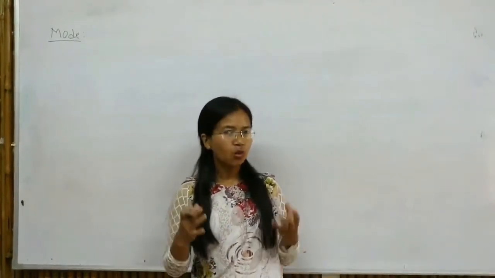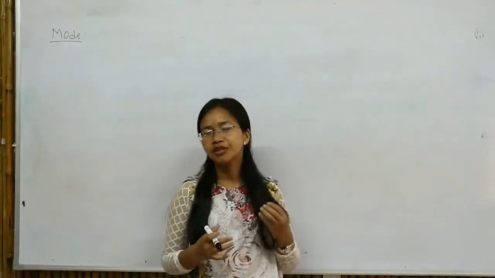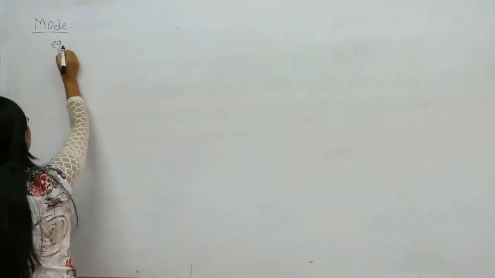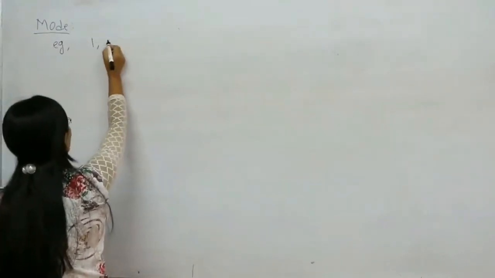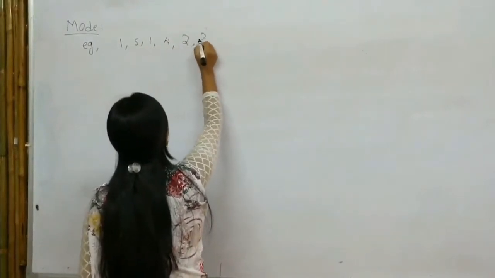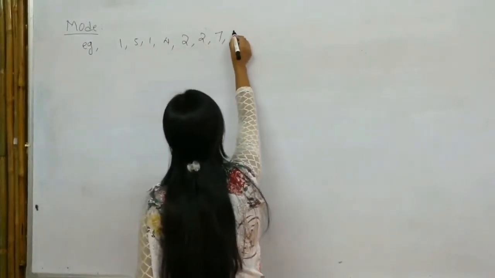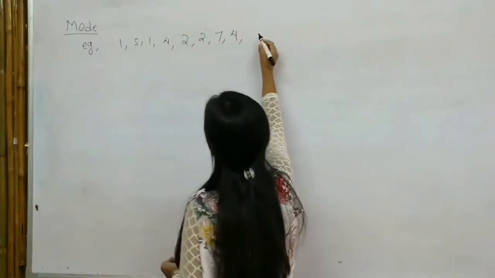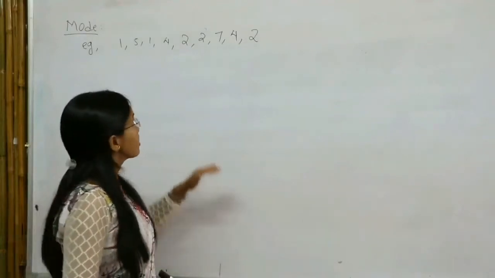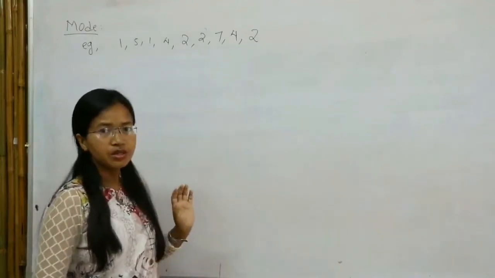Today I am going to do about mode. To understand what is mode, let me give first an example. Let me list down the marks obtained by students in a test randomly. For example, let's say the marks will be 1, 5, 1, 4, 2, 2, 7, 4, and then 2. So these are the marks obtained by the students.